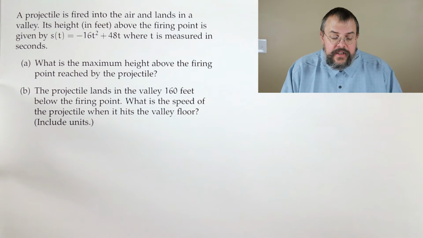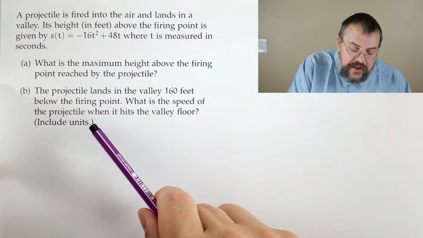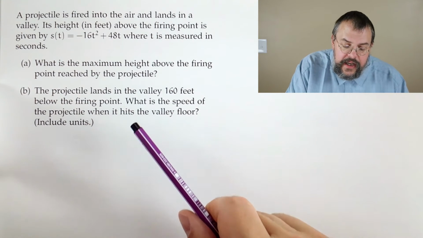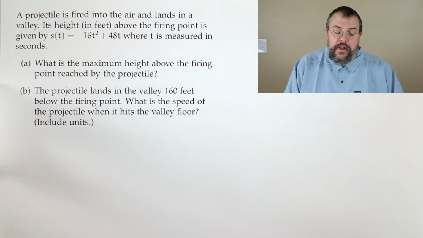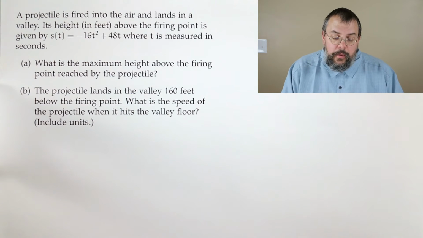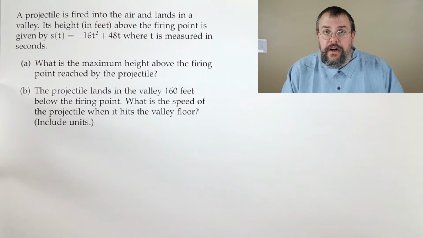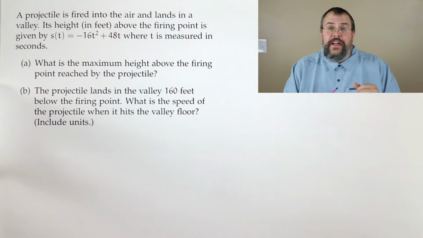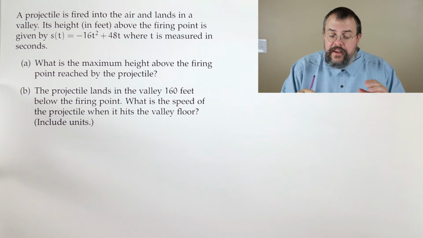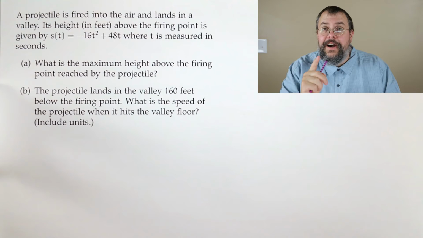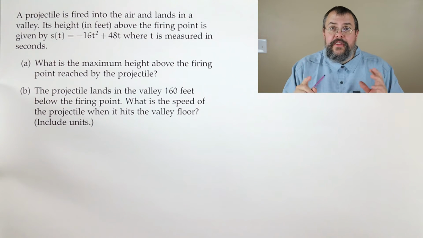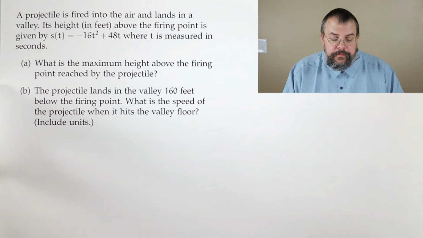Okay, and there's a second question. The projectile lands in the valley, 160 feet below the firing point. What is the speed of the projectile when it hits the valley floor? Okay, so how fast is it going at that moment? And notice it's asking for speed, not for velocity. So we'll talk about that difference in just a little bit.